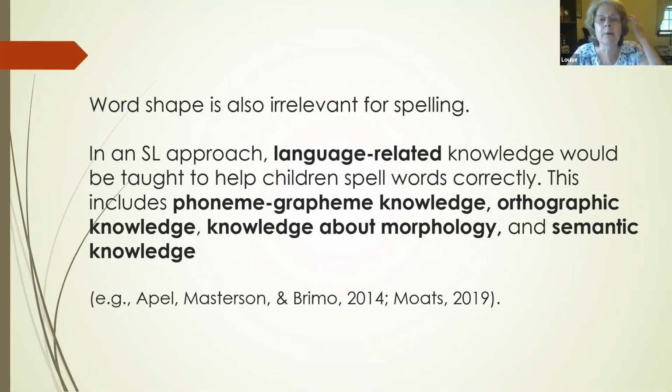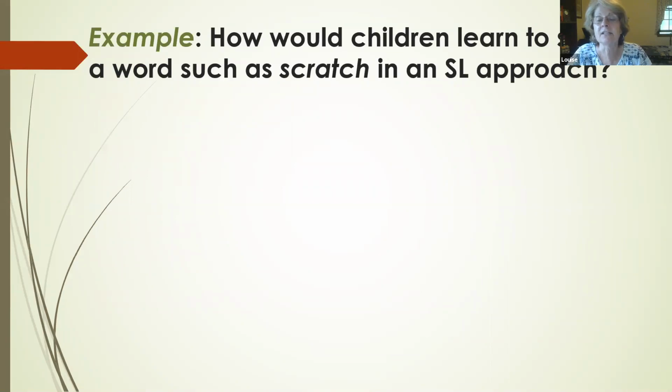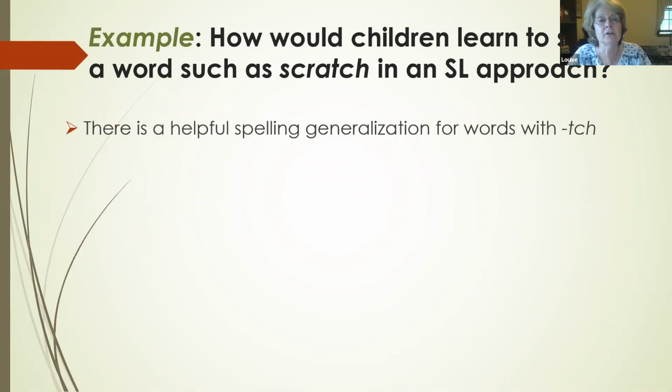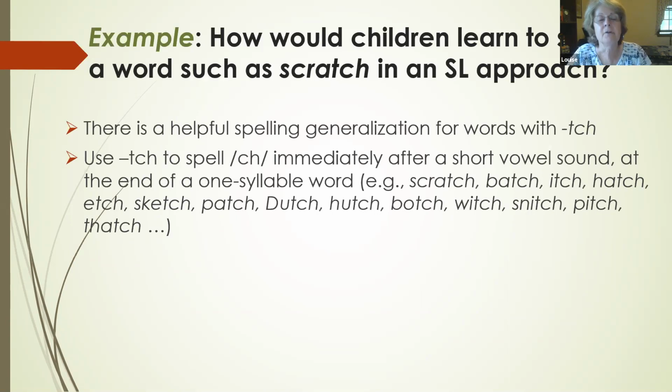Word shape is also irrelevant for spelling. In a structured literacy approach, you would teach language-related knowledge to help children spell words correctly. And this includes not just phoneme-grapheme knowledge, but also orthographic knowledge, morphology, and semantic knowledge. So let's consider a word like "scratch," how you would teach "scratch" in a structured literacy approach. There's a helpful spelling generalization for words with TCH. You use TCH to spell "ch" when the "ch" comes immediately after a short vowel sound at the end of a one-syllable word, like scratch, batch, itch, sketch, Dutch, hutch, and so on.